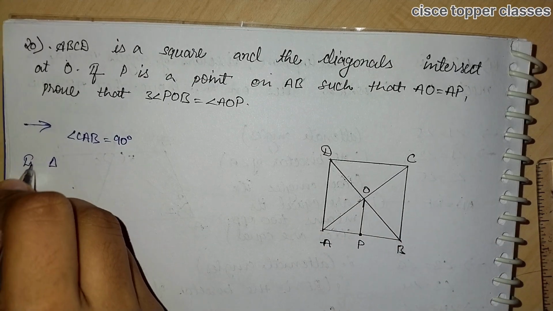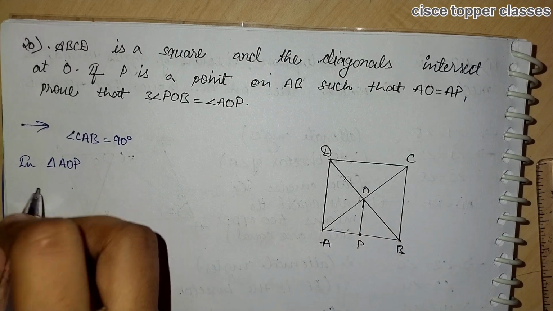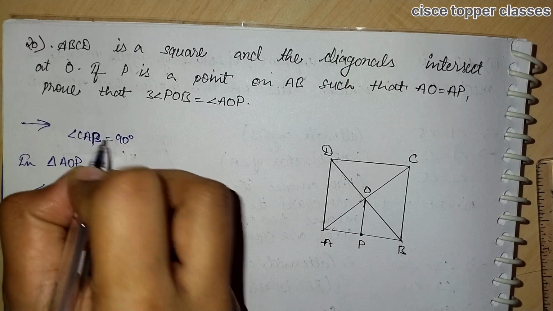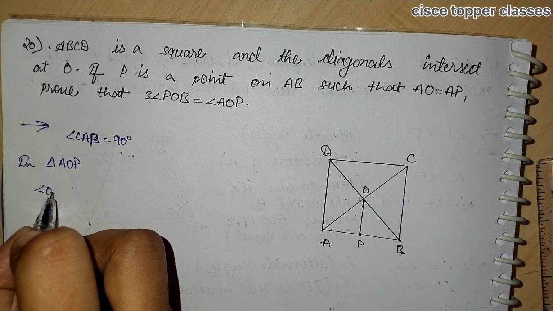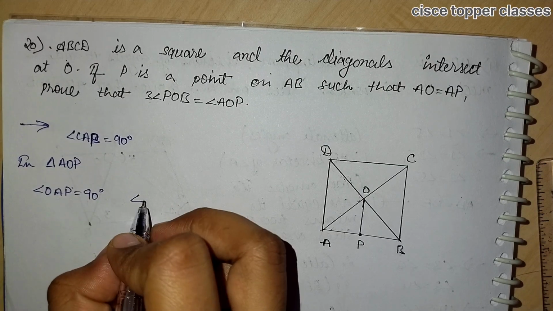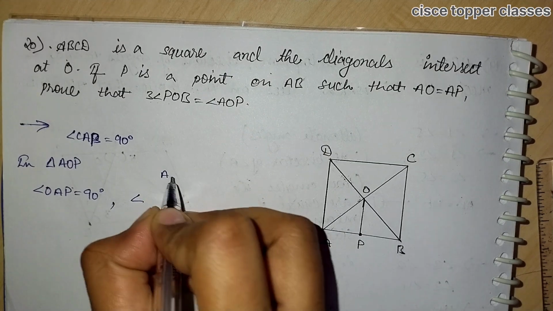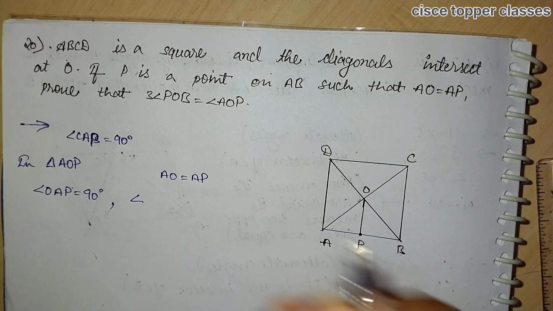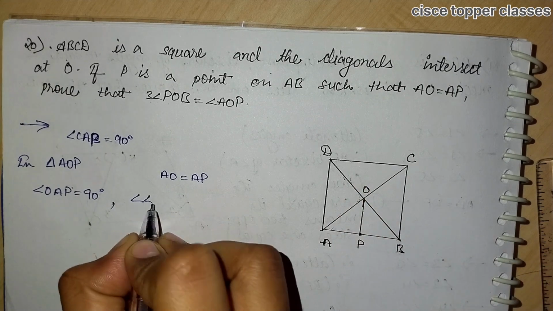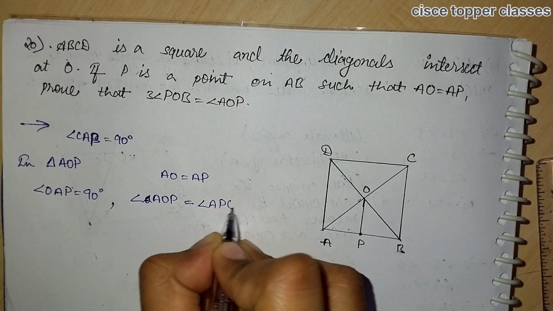Now we will take the triangle here. In triangle AOP, angle OAP, as CAP, is equal to 90 degree. Sorry, we can say angle OAP is equal to 90 degree here. And the given information is AO is equal to AP. As the two sides are equal, the opposite angles are also equal, means angle AOP is equal to angle APO.